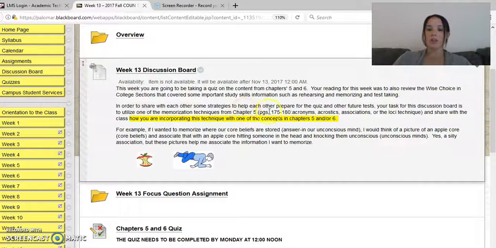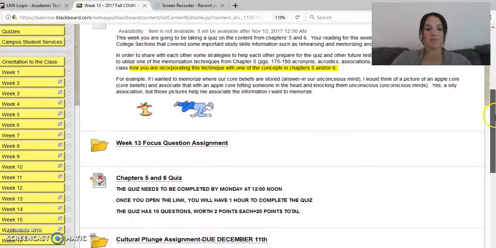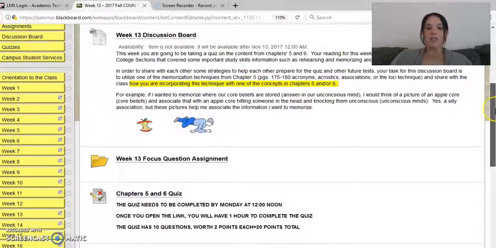So again, you're going to review the concepts on pages 175 to 180: acronyms, acrostics, associations, or the loci technique. And in your discussion board, you're going to create an example of an association or an acronym for one of the concepts from chapter 5 or chapter 6. So hopefully that'll help you all start thinking about ways to memorize information, because memorization is an important technique for your classes while you're in college. And so that's where your discussion board is for this week.